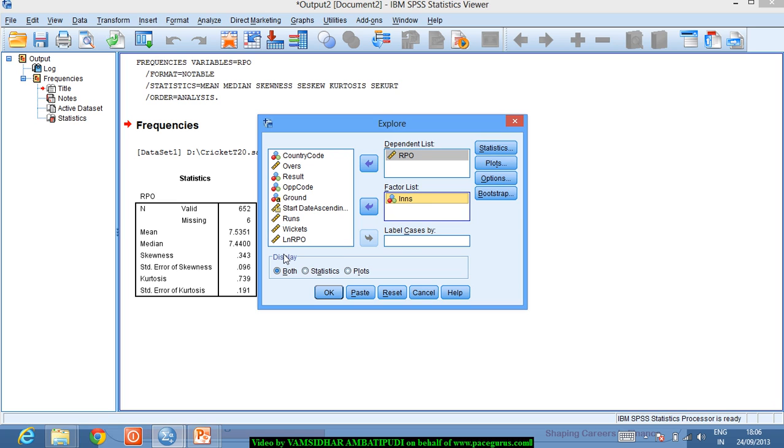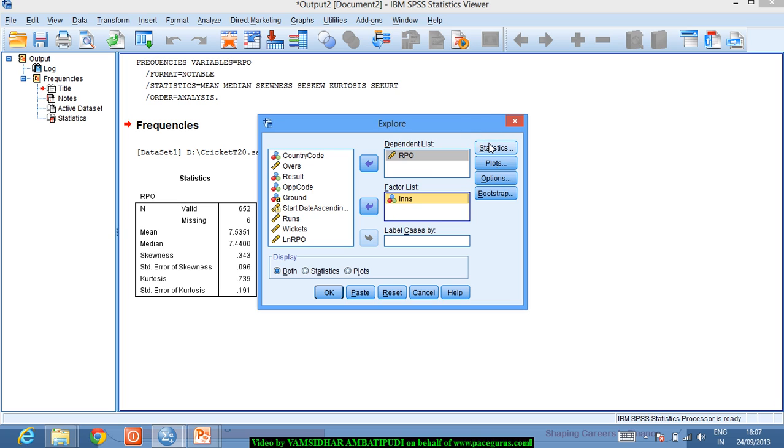So for the time being, I'll put these two things. Which means here I'm grouping the runs per over based on the innings. First innings runs per over is a separate group, second innings runs per over is a separate group. Now we are saying display both statistics as well as plots. We'll go with both of them. We'll look at the statistics, which are the calculations, and plots, which are the graphs.